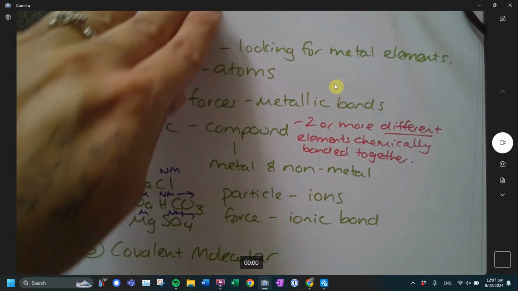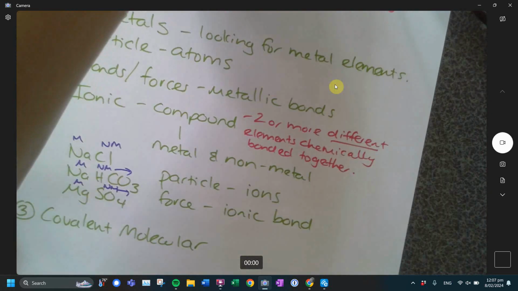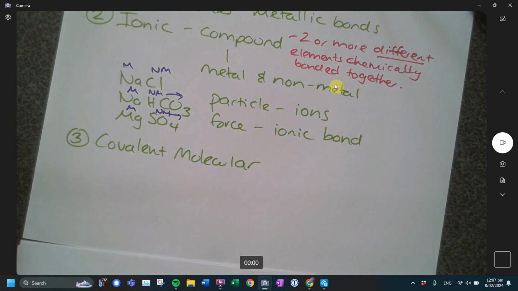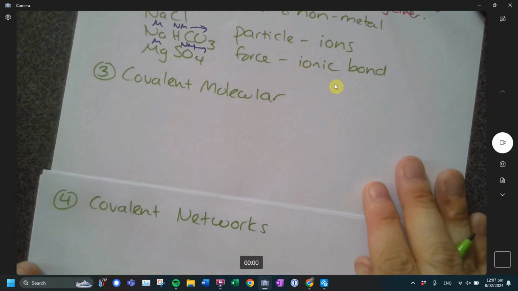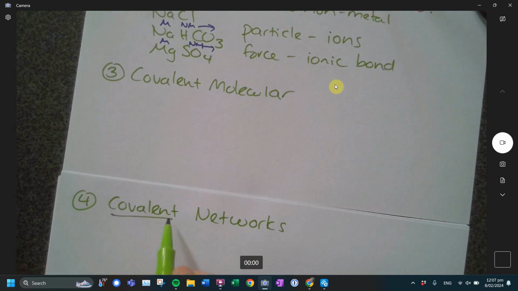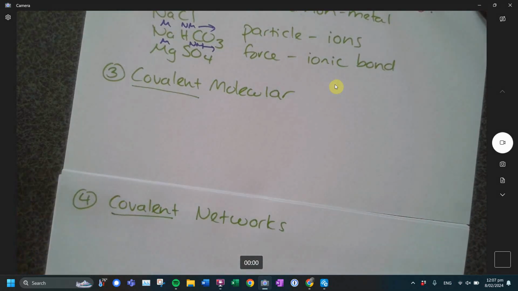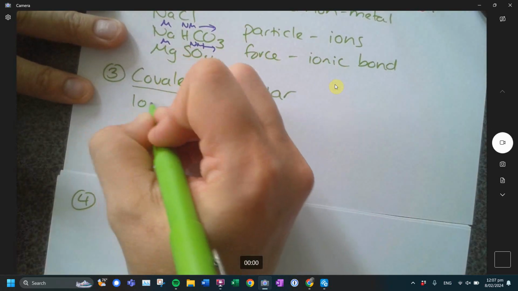And I'm going to start another page so we can see them side by side, which is covalent networks. Both of these have the word covalent in there, which is going to be an important thing. First thing is that with the covalent molecular and the covalent networks, you are looking for things that have nonmetals. So you're looking for nonmetals.